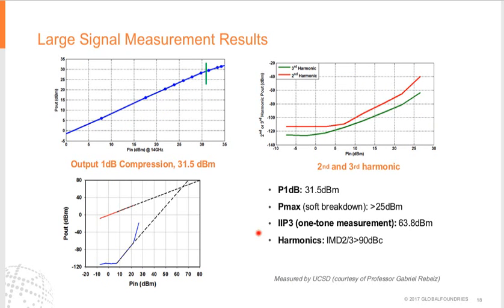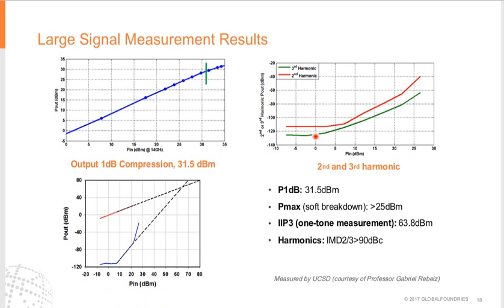For the large signal measurement, thanks to the help from UCSD Professor Gabriel's team, they did the large signal measurement for us. So this is the Pout and Pin measurement at 40 GHz. The P1dB compression point is 31.5 dBm with 5 stacks. And this is a 1-tone IIP3 measurement. The 1-tone IIP3 is 63.8 dBm.